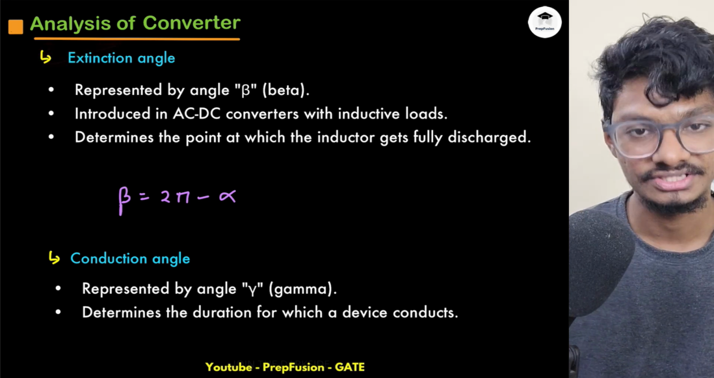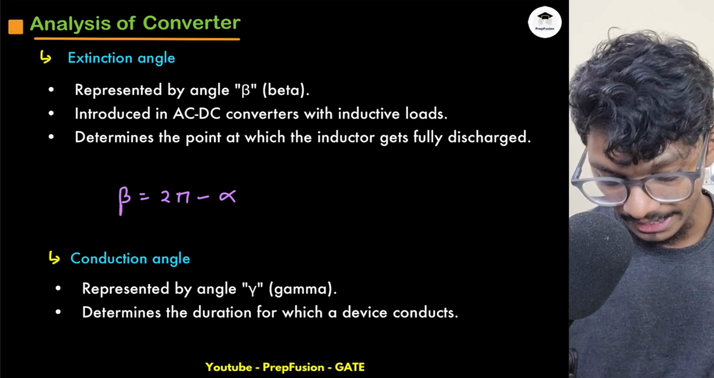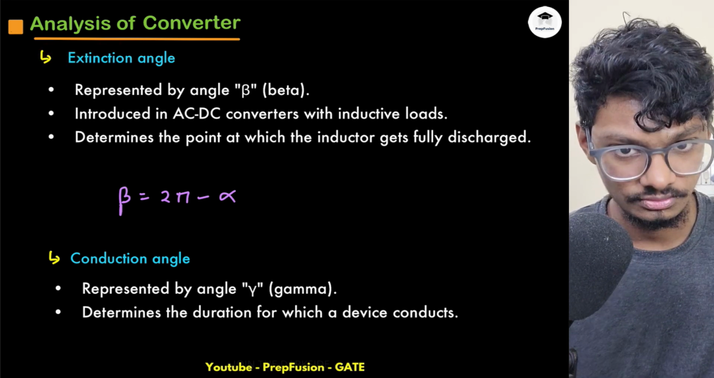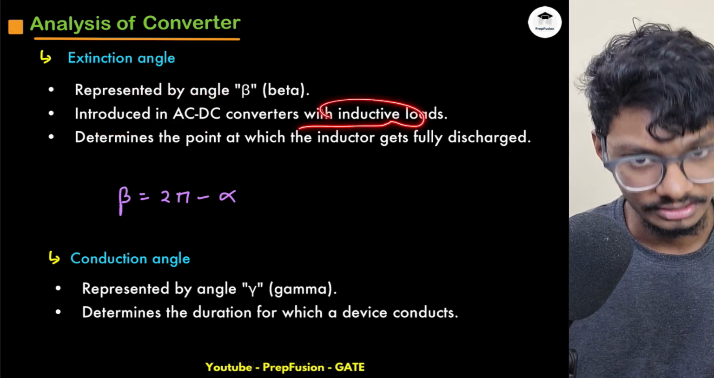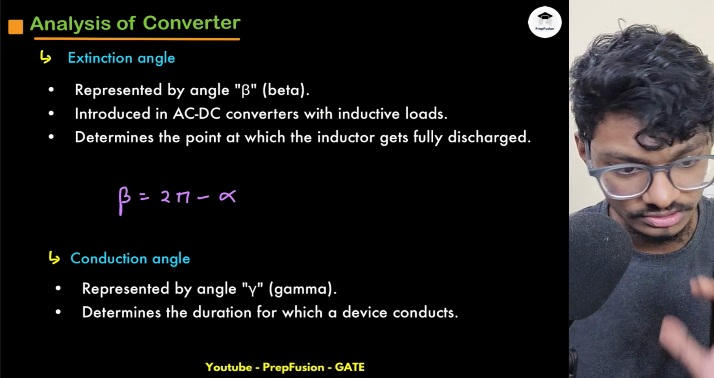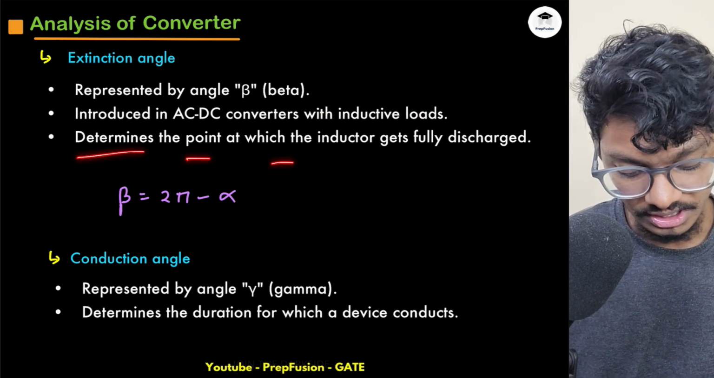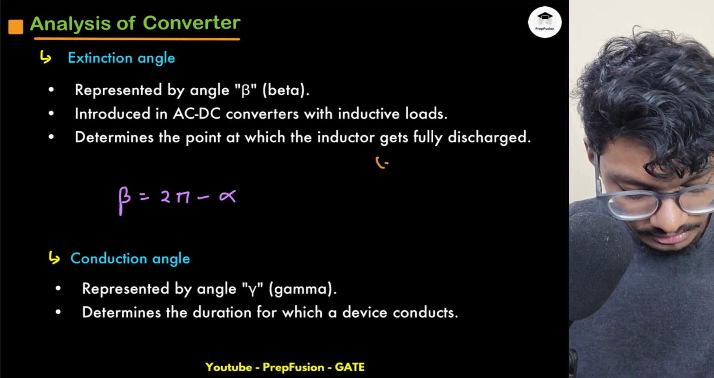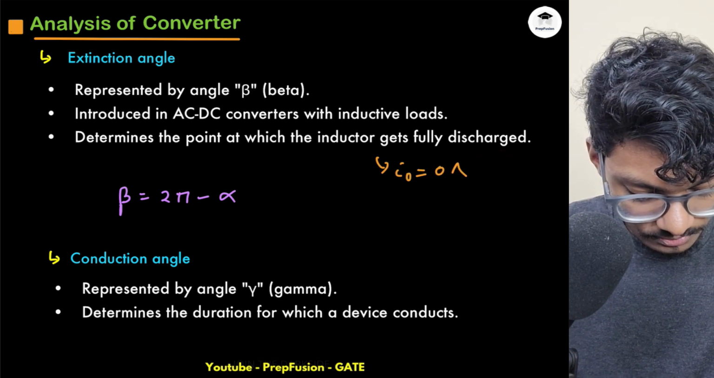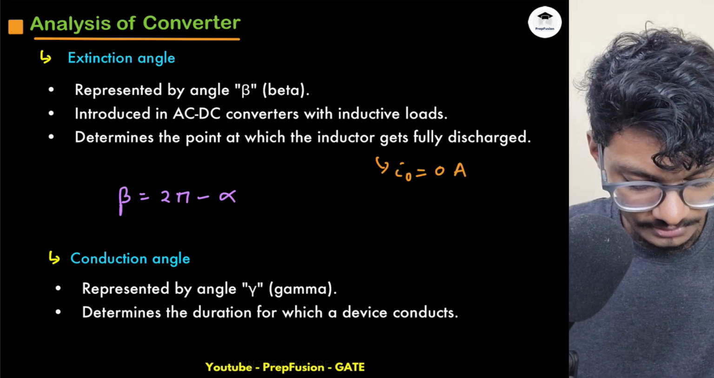One is the extinction angle. What is the extinction angle? The angle at which the current becomes 0. It is represented by angle beta, introduced in AC to DC converters with inductive loads. So this is used mainly for inductive loads. It determines the point at which the inductor gets fully discharged, basically the current IO becomes 0 amperes.